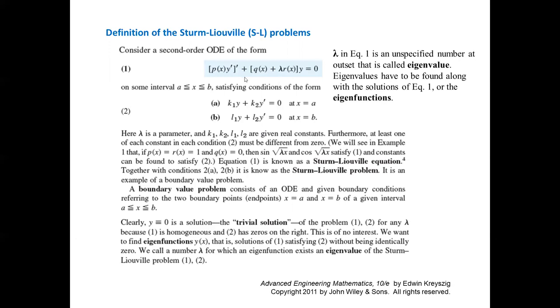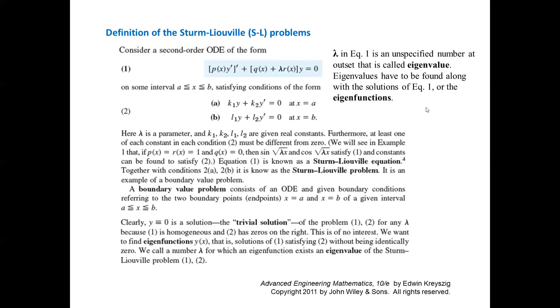In order to solve this Sturm Liouville problem, lambda is not given at its outset, but we will find that we can find the solution y only for a given set of lambda. So this set is collectively called the eigenvalue set, and the solution y is going to be called the eigenfunction set.